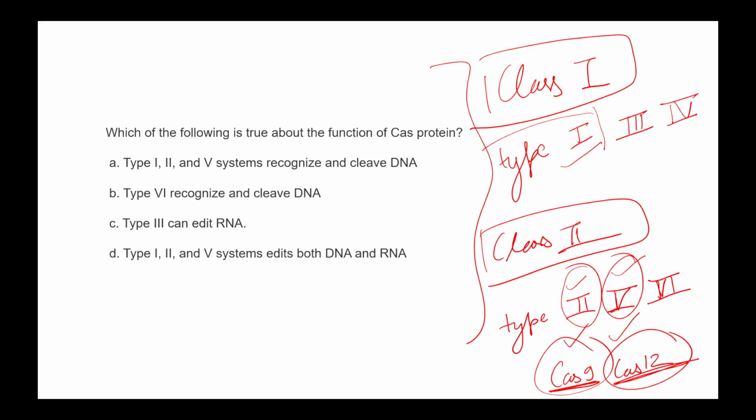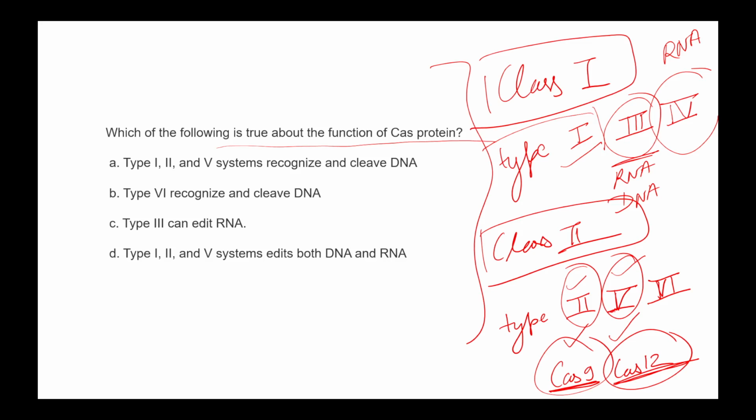Also, other types are there. For example, the fourth one can cleave only RNA, not DNA. And there is type 3, which can edit both RNA and DNA. So these are the different types of Cas protein.